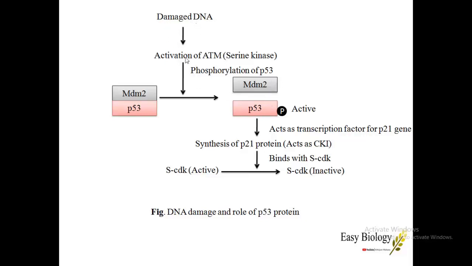So when DNA is damaged, it triggers activation of ATM kinase enzyme, and that kinase enzyme phosphorylates the p53 protein, which is generally present in combination with MDM2. MDM2 is a ligase enzyme, and when it is attached to p53, p53 is in inactive stage. So this ATM kinase phosphorylates p53 and makes it active by separating MDM2 and p53. When p53 is active, it acts as a transcription factor for the synthesis of the p21 protein. When p21 is synthesized, it binds with S-phase CDK and makes it inactive. So the process is stopped.